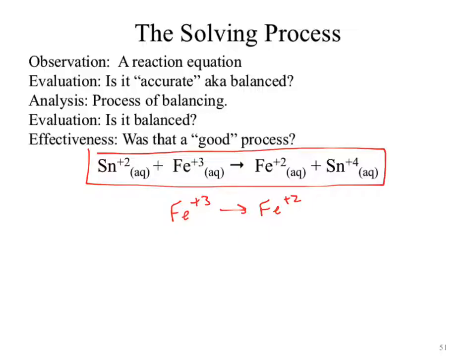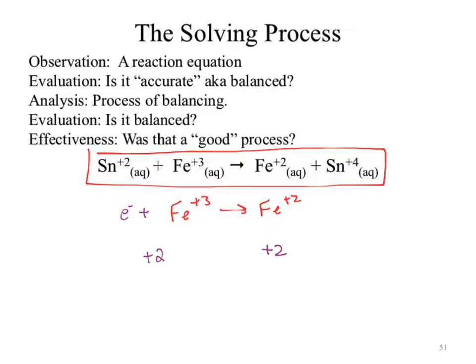Why not? What's unbalanced about it? The charge. So what do I need to do? I need to add electrons. Where do I add the electron? The left side. I can check my work. What is the charge on the left-hand side? A +2, and on the right-hand side, also +2. So my charges balance out. Make sense?